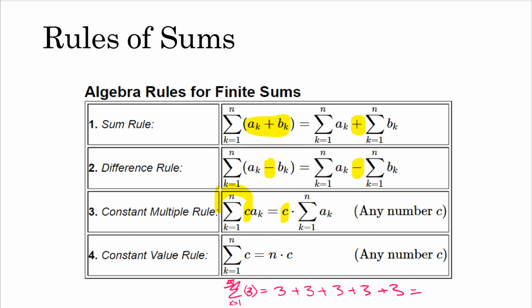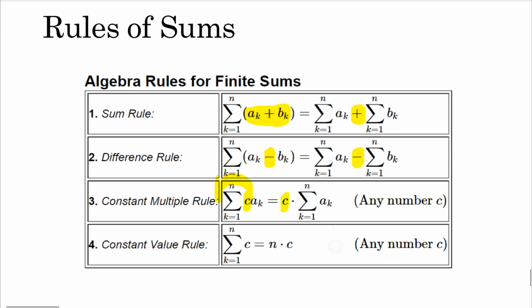There's 5 of them. So this ends up being 3 times 5, or your C times your N. Your C times your N. So that's your little constant value rule. It's a little funky. That's where most students mess up on these. So let's play a couple of games and we'll get out of here and we'll start using it.